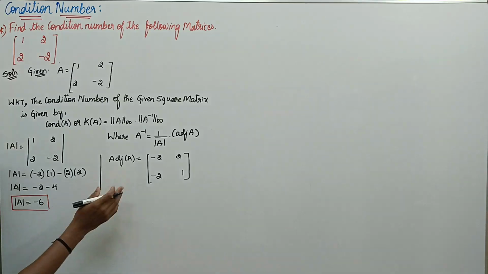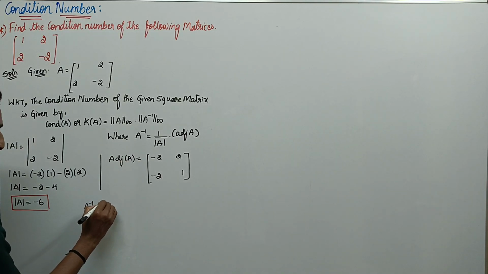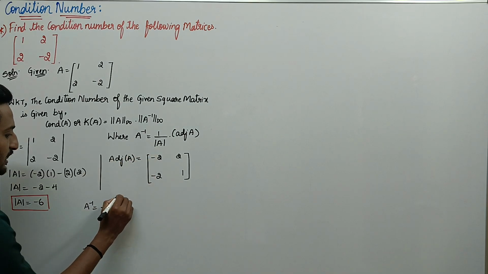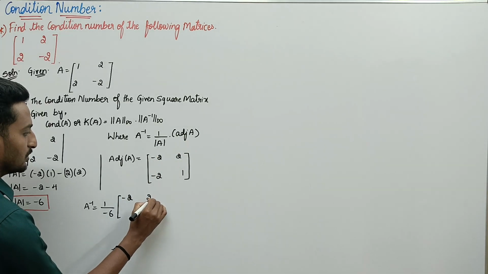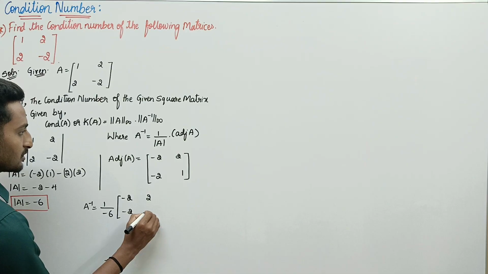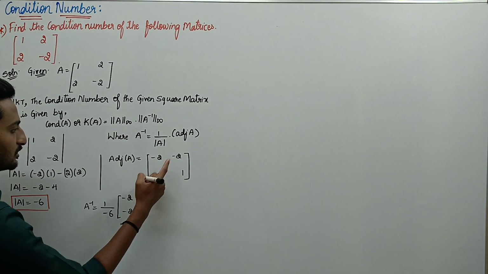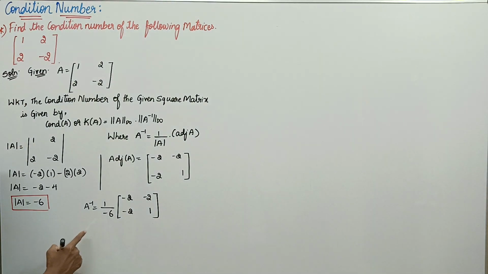Now considering these two, you can represent A inverse. A inverse, which is equal to 1 by, what is determinant of A? Minus 6 into, what is adjoint of A? Minus 2, 2, minus 2. For both the off-diagonal elements you need to apply minus sign. Minus 2 and 1. This is our A inverse.